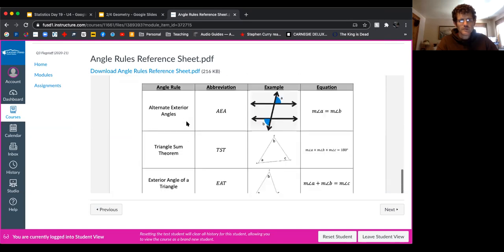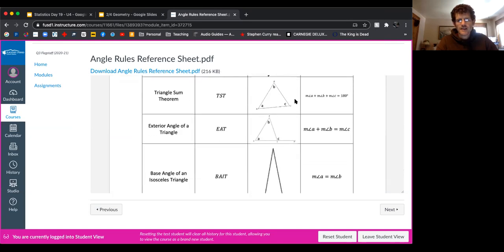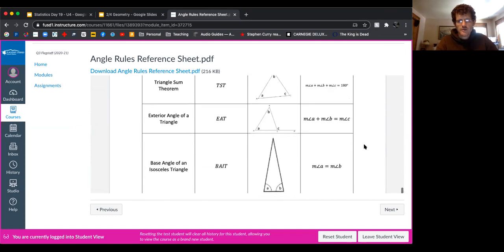When we're looking at the triangle sum theorem, that's showing up right here. And notice I take my three angles A, B, and C, add them up, set it equal to 180. So that's what the equation is. When we did the exterior angle of a triangle, I took these two, added them together, and it equaled the exterior angle. So get comfortable with using this.